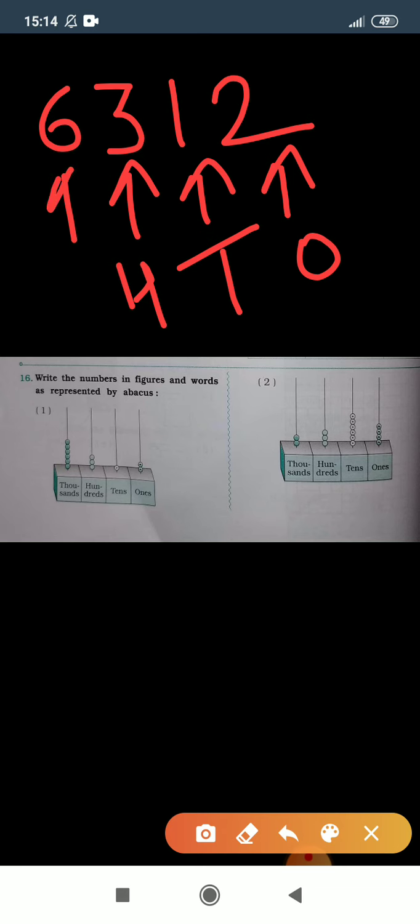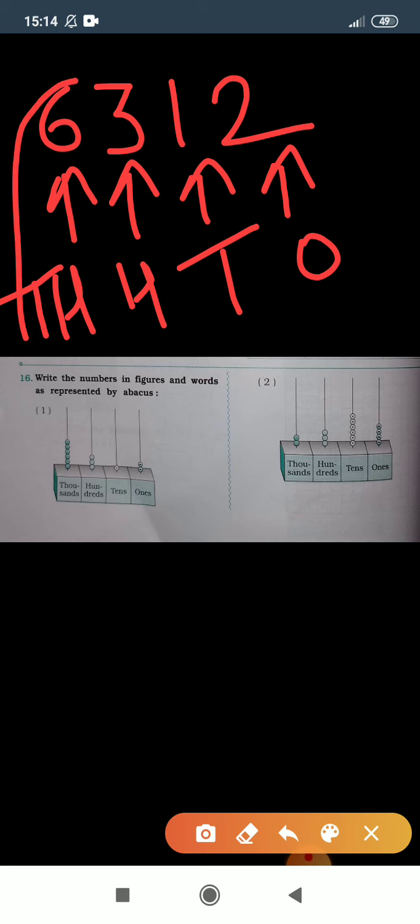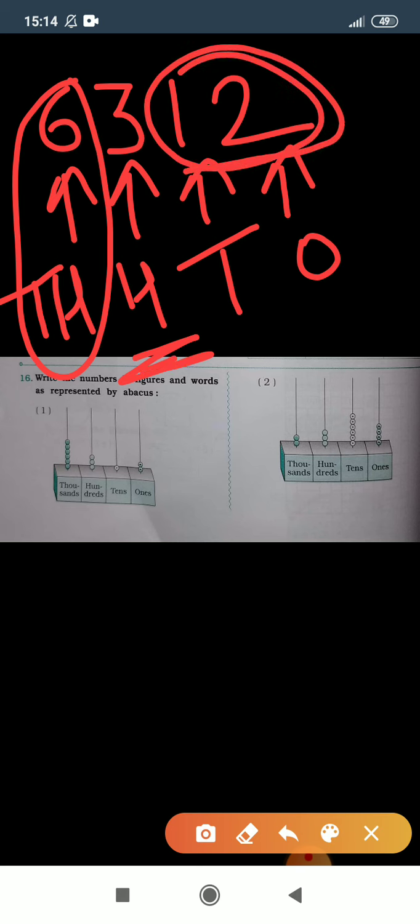In second row 3 beads were there. In third row 1 bead was there. And in last row 2. So this 2 is on 1's place. This 1 is on 10's place. 3 is on 100 place. And 6 is on 1000 place. So how will we pronounce this? 6,300 and the last 2 digit number will be pronounced together, 12. So your answer is 6,312.